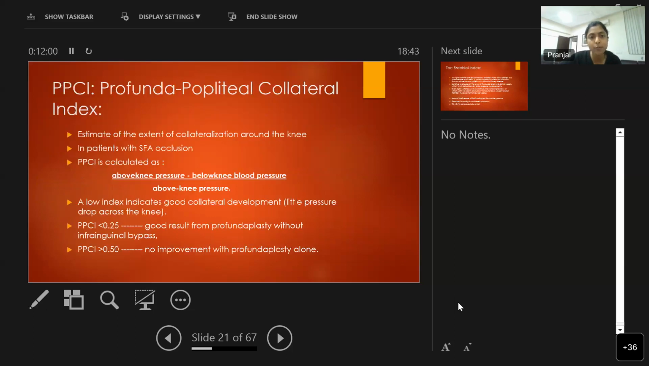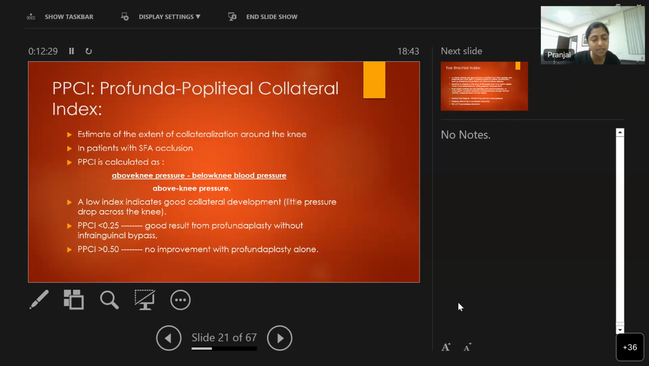Coming to Profunda-Popliteal Collateral Index, it estimates the extent of collateralization around the knee. It is useful in patients with SFA occlusion, and it is calculated as the above knee pressure minus below knee pressure divided by above knee pressure. A low index indicates good collateral development, that is, there is a little pressure drop across the knee, while a Profunda-Popliteal Collateral Index of less than 0.25 is suggestive of a good result.